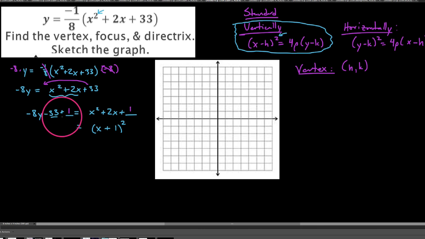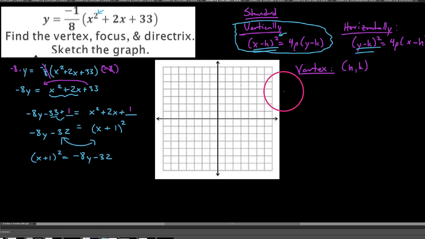And then on the left side, we can combine these like terms, so we get -8y - 32 equals this. Now, one thing that I'm going to do, and this is just a preference, is put my squared term on the left side, because when I look at things in standard form, I'm always used to having my squared term over here, but it certainly doesn't matter.